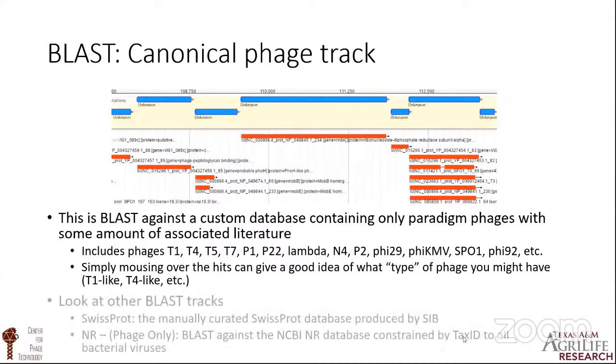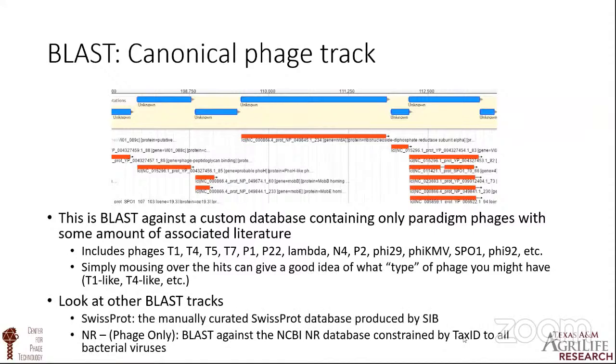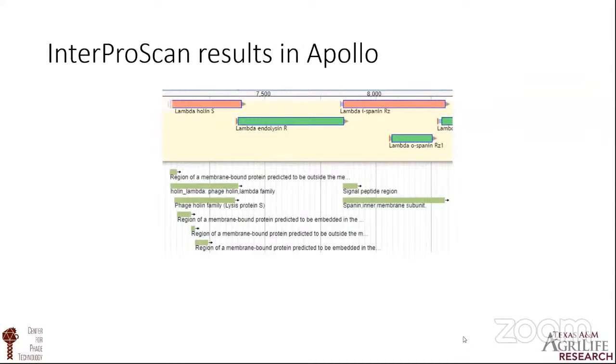SwissProt contains the manually curated SwissProt database, and these protein annotations are generally quite reliable as they have all been manually reviewed by staff at SIB or UniProt. So this is an example of InterProScan results in Apollo. Again, the user-created annotations appear in the top, and the InterProScan results are in the white field below.